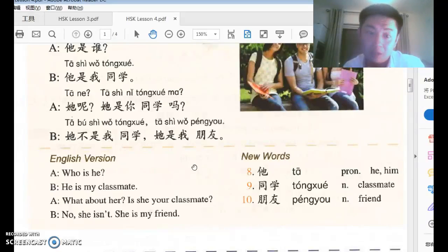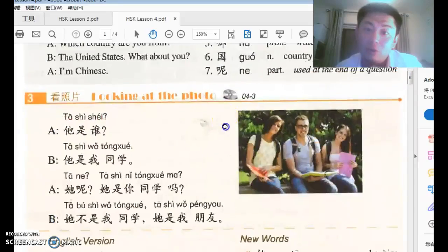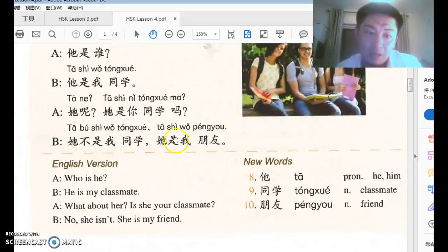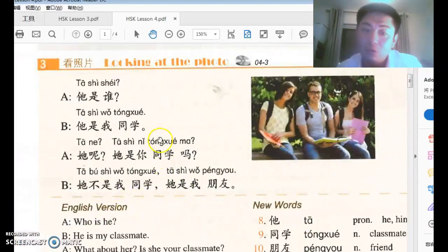Okay, I hope you will become my 朋友 in the future. And that would be great. Okay, I am your 老师. Also, I would like to be your 朋友 as well. And I hope all of your 同学 will become your 朋友 as well.